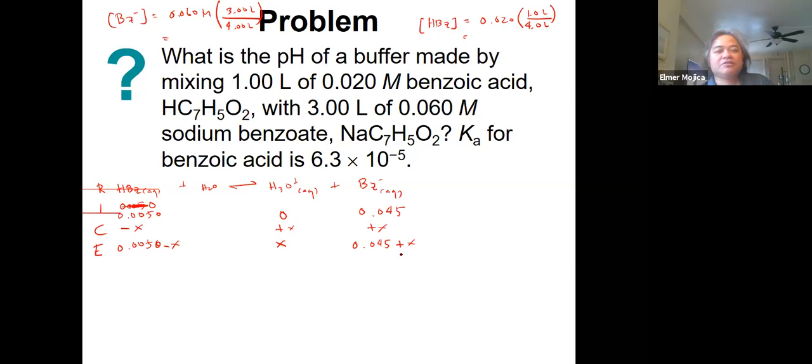So if you're going to do it, this is 0.005 minus x, and this is x, and this is 0.045 plus x. So how are we going to solve the problem? So you're given the Ka there. So that is equal to x times 0.045 plus x divided by 0.005 minus x.